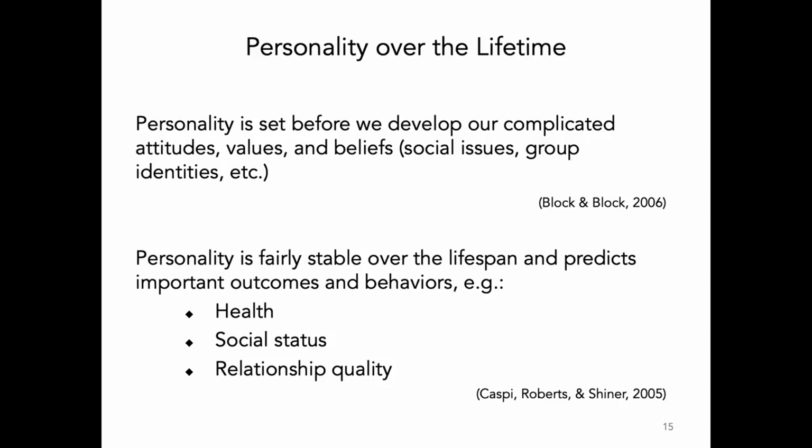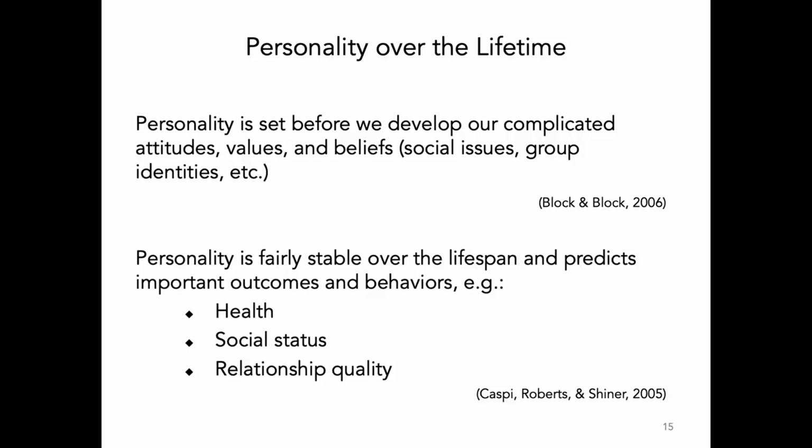Okay, so there's a lot of evidence for personality, and we'll go into different types in a bit. But right now, just broadly speaking, personality is set. That is to say, we have significant traits and they're consistent over time, and they're set pretty early. They seem to be before we develop our complicated psychology components like attitudes, values, beliefs, which groups we think about being part of, etc.